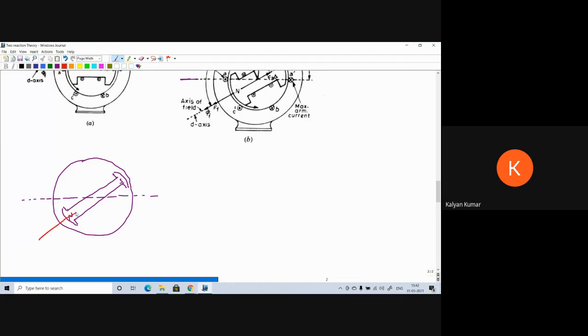The D axis will be now this one. This is the D axis that they have represented here. So field axis and D axis. Now perpendicular to this we are going to have the Q axis.